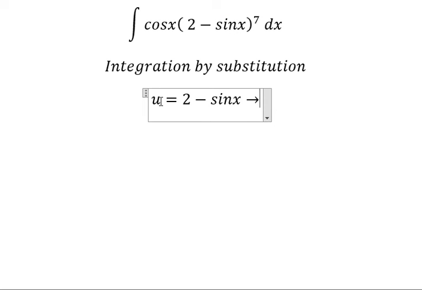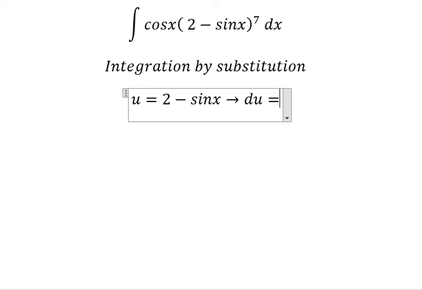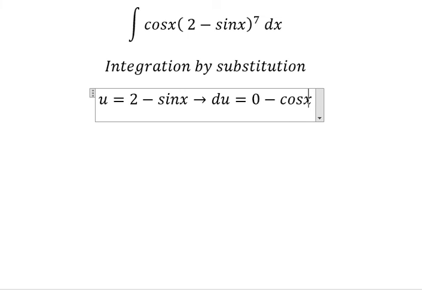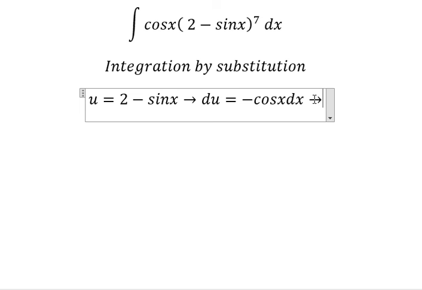Later we take the first derivative of both sides. The first derivative of number 2, this is a constant, so we have 0 in here. The first derivative of sine x, we have cosine x. Next, we don't have the negative sign in here, so I will move the negative to the left.